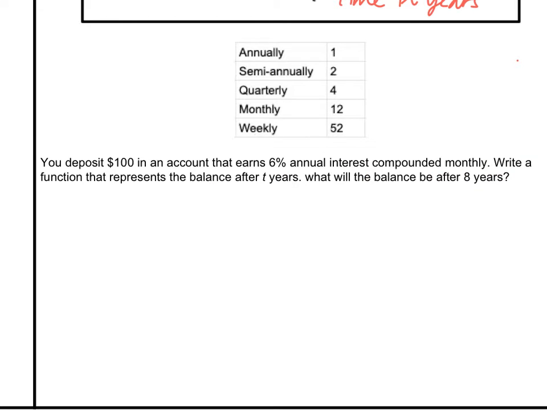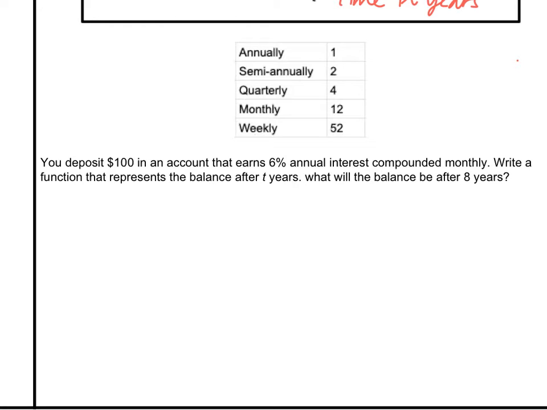First thing, when you see an equation like this, or when you see a word problem and it says compounded blankly, write down the equation. So you deposit $100 in an account that earns 6% annual interest. That's great. You see a deal like this, invest. Compounded monthly. So we're using compound interest. Write a function that represents the balance after t years. What will the balance be after 8 years?